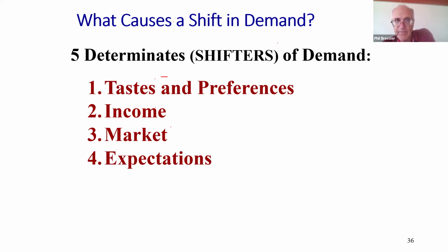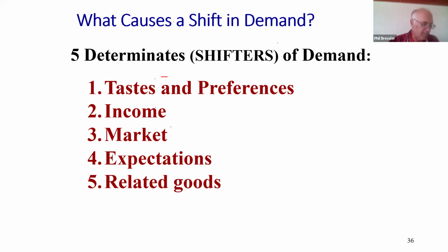Expectations. If I know the price of cars is going to go up next month, the demand for cars now will increase, right? If I know cars are going to go up in the future, I'll buy a car now. That's expectation. And then related goods, which we'll talk about next time we meet, which is substitutes and complements.